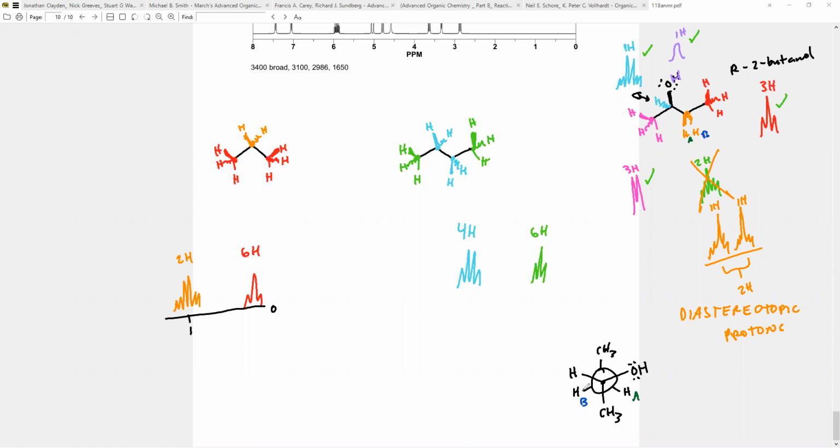So HA and HB can't be in the same chemical environment because HA is experiencing something with the OH. Or on the other hand, HB is experiencing something with this H, but HA and HB do not share that same experience. They're doing something else.